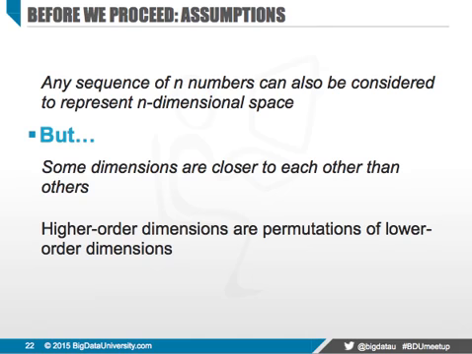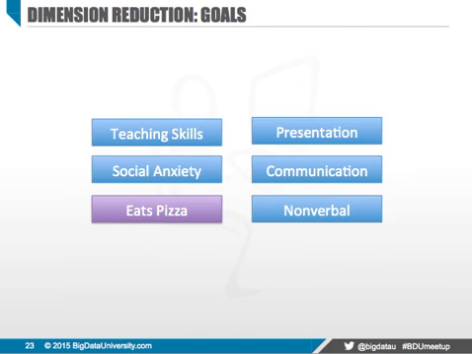Let's take a look at a very simple example. Suppose you have a simple data set with 6 variables. 5 of those variables you think are going to be describing social skills: teaching skills, social anxiety, presentation skills, communication skills, and nonverbal behavior. And somehow we ended up with eating pizza as one of our social skills. What we want to do is identify whether eating pizza is actually a component or a factor for social skills, and whether the other 5 variables hang together quite well.